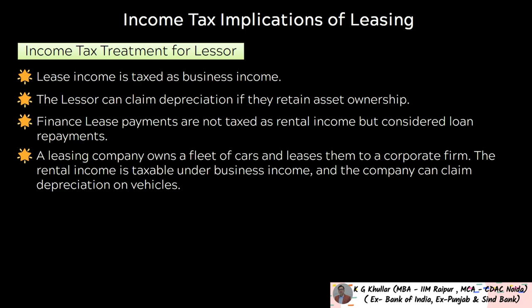The example can be, suppose a leasing company owns a fleet of cars and leases them to a corporate firm. The rental income is taxable under business income and the company can claim depreciation on vehicles.